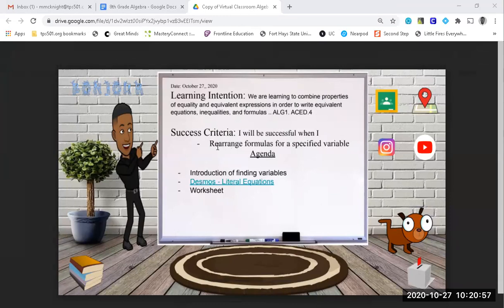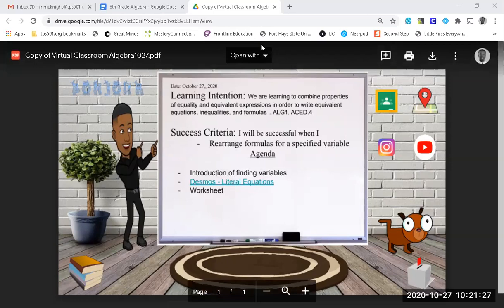One of the success criteria states that we're going to be rearranging formulas for a specified value. This learning intention has several different success criteria, but this is the one we'll be focusing on today. These could also be referred to as literal equations. You'll hear that term as we continue. First, we'll talk about how it works, and we'll do a Desmos activity, and then we'll attack some of the worksheets.